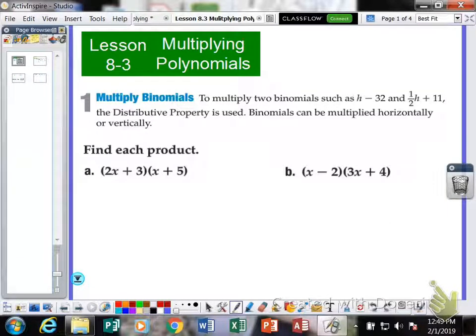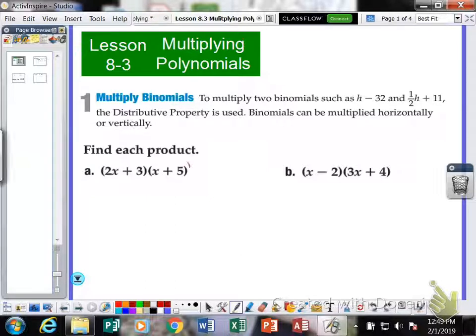Alright, so today we're going to continue with looking at multiplying polynomials, but in this lesson we're going to be multiplying binomials, so our polynomials with two terms. To multiply two binomials, the distributive property is used. Binomials can be multiplied horizontally or vertically. We're going to look at another method later on, but I'm going to multiply these two problems first using both the vertical and horizontal method.